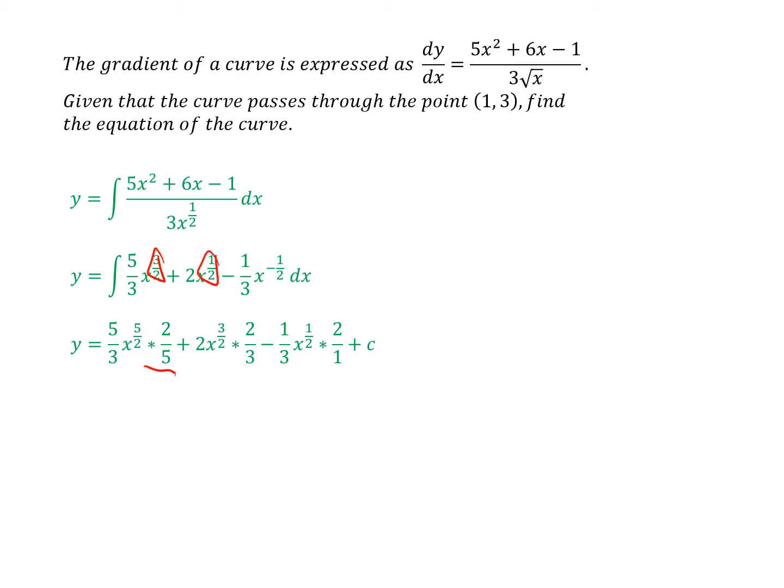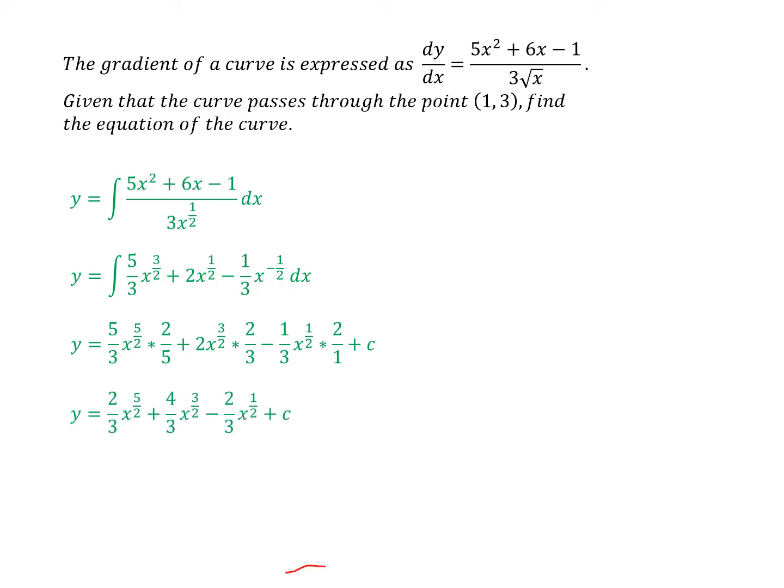Adding 1 to this half gives me 3 over 2, but then dividing by 3 over 2 is the same as multiplying by 2/3. Adding 1 to this power gives me a half, and then dividing by that new power is the same as multiplying by 2 over 1. Mustn't forget the plus c. Common error is to forget that. When we're doing an indefinite integral like this, we must always remember the plus c. So tidying that up now.